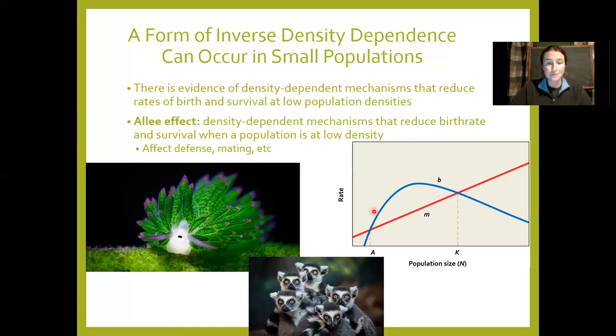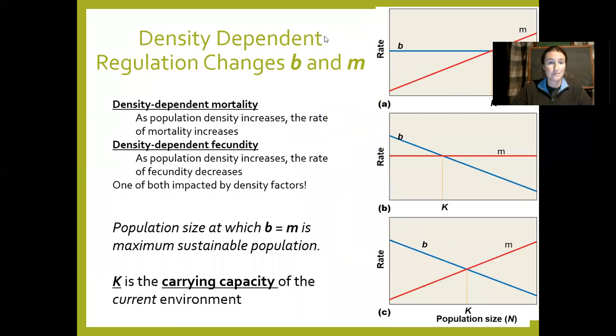So in this graph, we can see birth rate increases, right, up to a certain point, like we would expect if there's lots of resources available. But if we have too small of a population, the mortality rate actually exceeds the birth rate. So that is called A. Okay. In general, this seeming reversal of these density dependence effects is called the Allee effect.